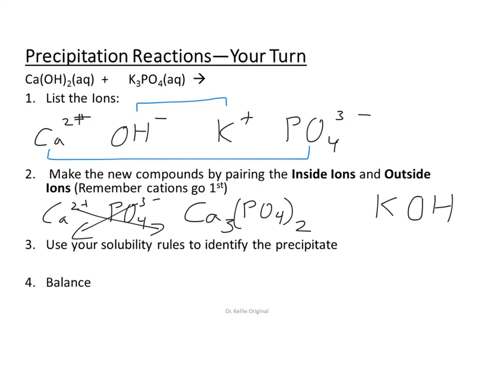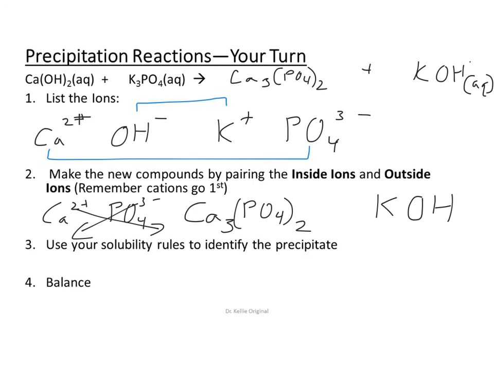So we now have our 2 products. We've got calcium phosphate as 1 compound, and we have potassium hydroxide as the other compound. Now we use our solubility rules, and we know that anything that contains a group 1A element like potassium is always soluble. No exceptions. So that's going to be aqueous.